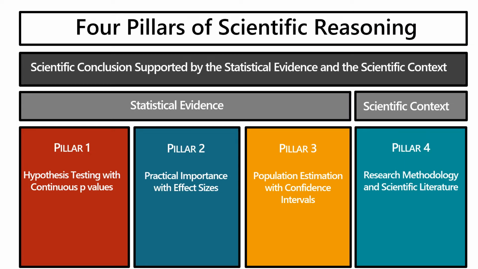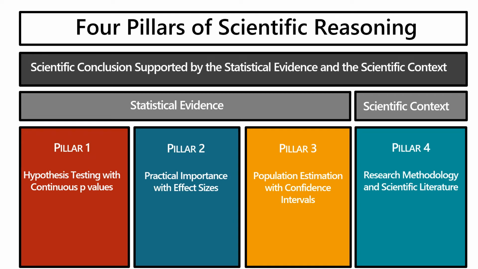So we're going to use the 4 pillars of scientific reasoning to investigate this question of whether or not the app actually helps reduce people's perceived stress levels. And as a reminder, we have statistical evidence and scientific context to consider. So there are 3 different pillars that address statistical evidence. We have hypothesis testing with continuous p-values, assessing practical importance with effect sizes, and also population estimation with confidence intervals. Those all provide statistical evidence for us to think about when we're interpreting our data.